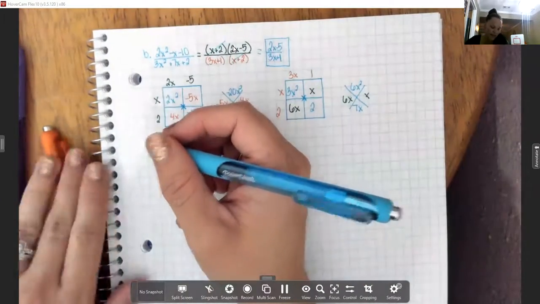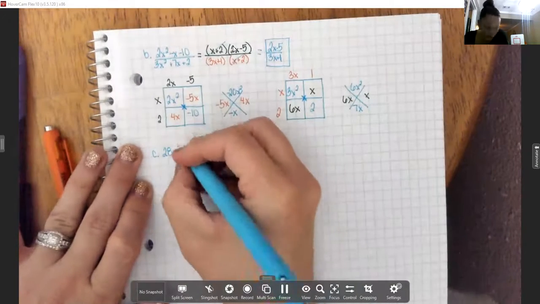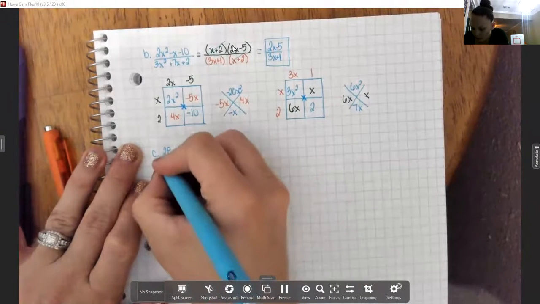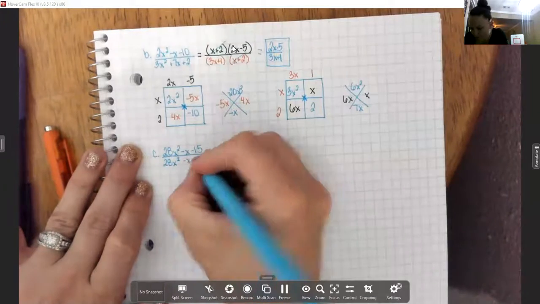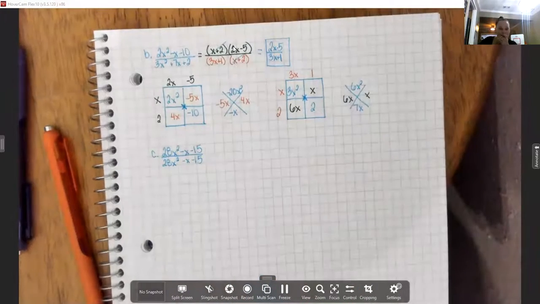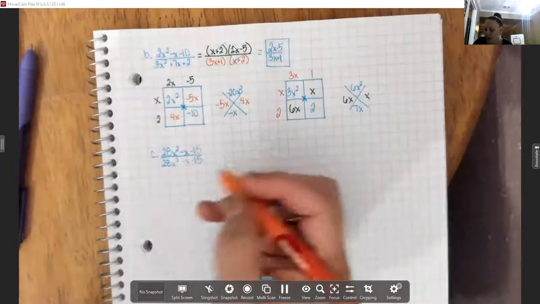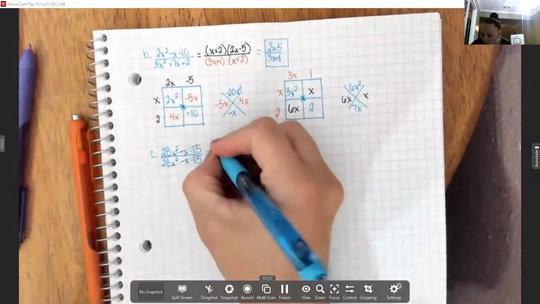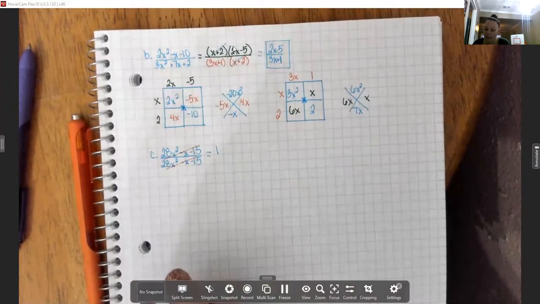All right, part C, we have 28x squared minus x minus 15 divided by 28x squared minus x minus 15. So on this one, my numerator and denominator are the exact same. So these do get to just cross out. So this one on part C is equal to 1. We don't need to factor it, again, because the numerator and denominator were the exact same.